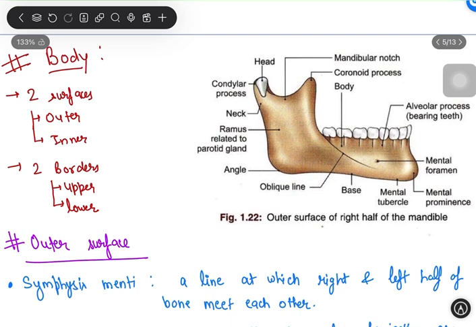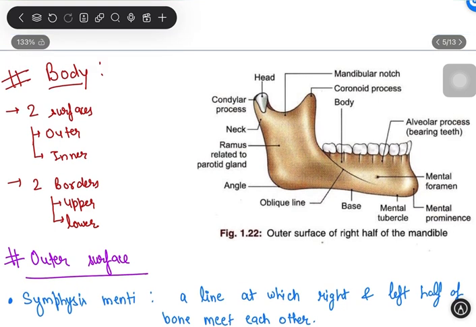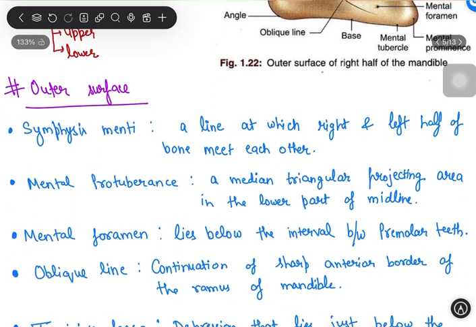Now, let's talk briefly about the parts. Firstly, we will talk about the body of the mandible. The body of the mandible consists of two surfaces and two borders. The two surfaces are outer and inner, and the two borders are upper and lower. Now, the outer surface. The outer surface presents the following features.